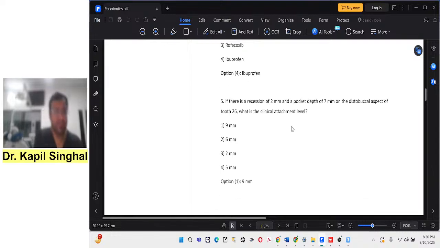Next question. If there is a recession of 2 mm and a pocket depth of 7 mm, what is the clinical attachment level? He is asking about the clinical attachment loss. So 2 mm of recession plus 7 mm pocket. If you measure the total from the cementoenamel junction, it will be 2 plus 7 equals 9. So it will be 9 mm of total clinical attachment loss.